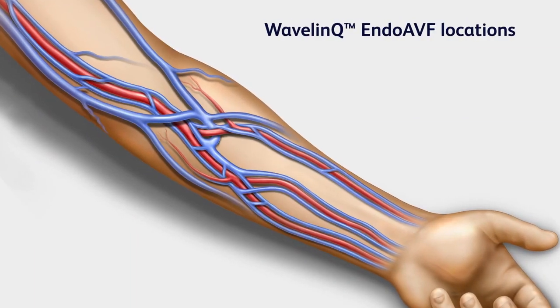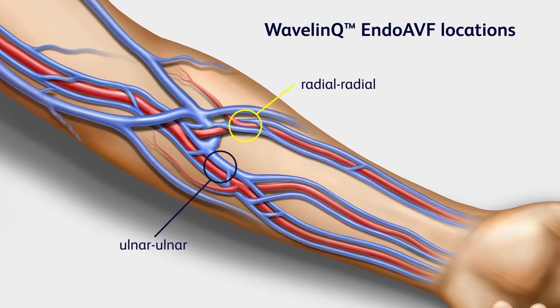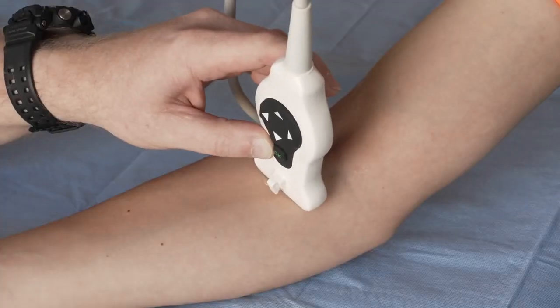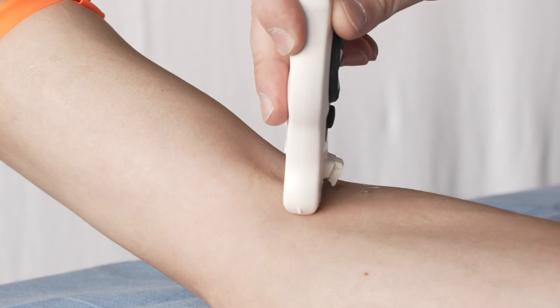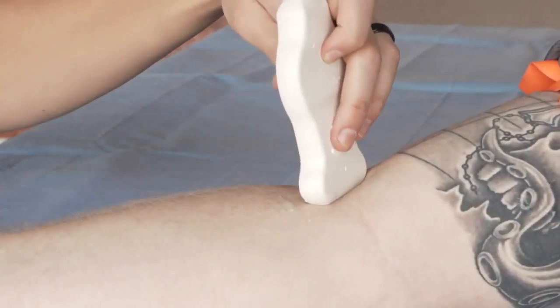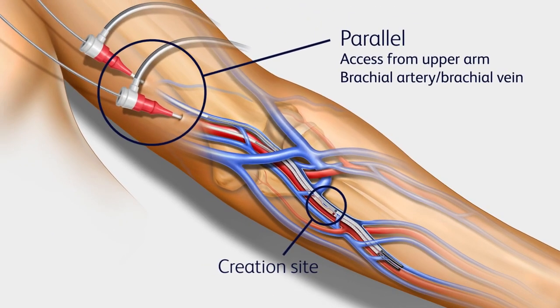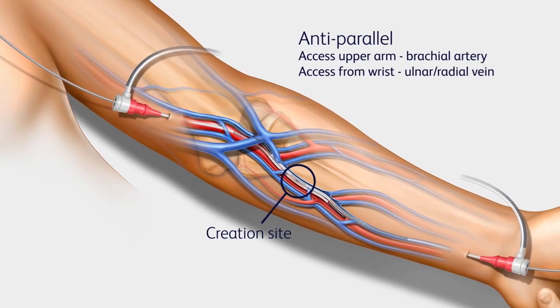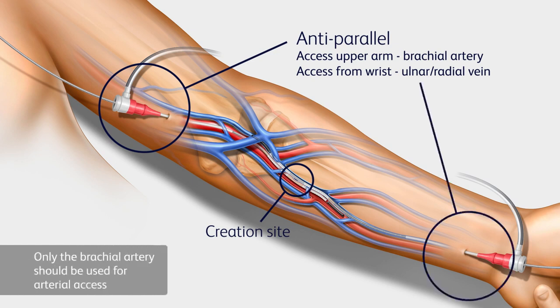Your procedure plan starts with choosing the EndoAVF creation site, either ulnar or radial. Because the human anatomy is different from person to person, your approach to the EndoAVF creation site will vary, and the WavelinQ EndoAVF system allows for this. You may choose a parallel approach by accessing the upper arm brachial artery and brachial vein, or you may choose an anti-parallel approach by accessing the upper arm brachial artery and the ulnar or radial vein at the wrist.